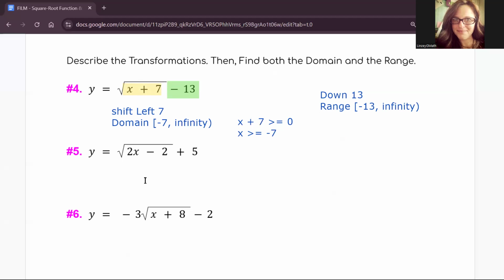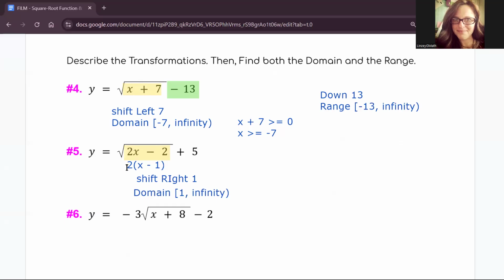Number 5. Underneath the square root, I see that we have a greatest common factor of 2. Let's factor out the 2, and then you can clearly see the x minus h. The x minus 1 under the radical is going to shift the graph to the right 1. So now our domain will start at 1 and go to infinity.